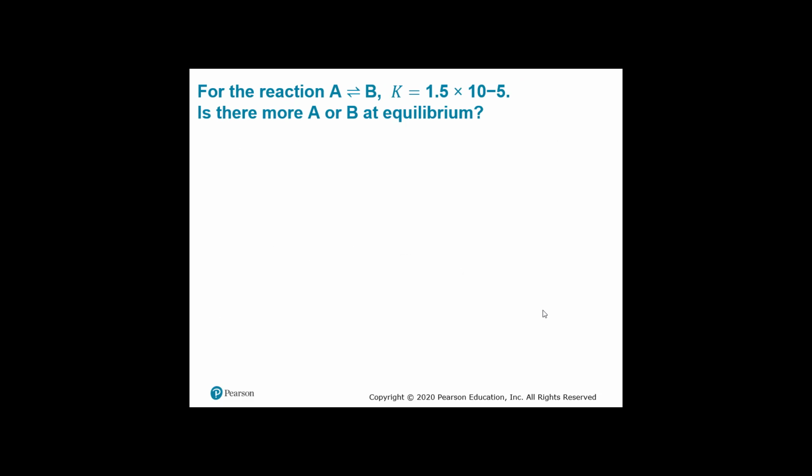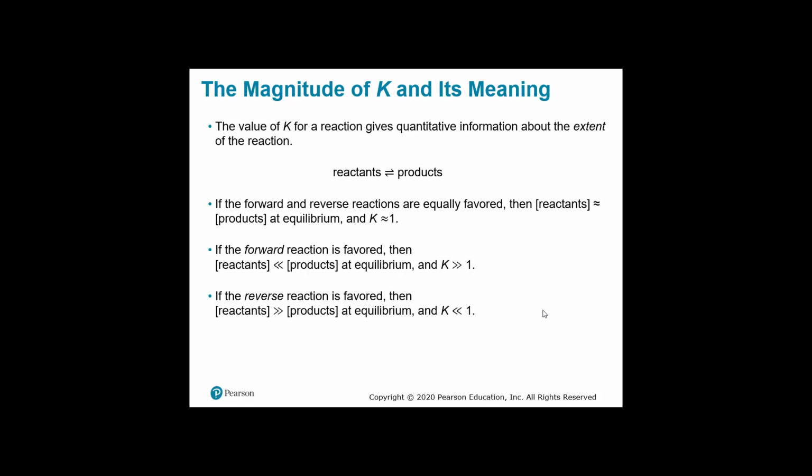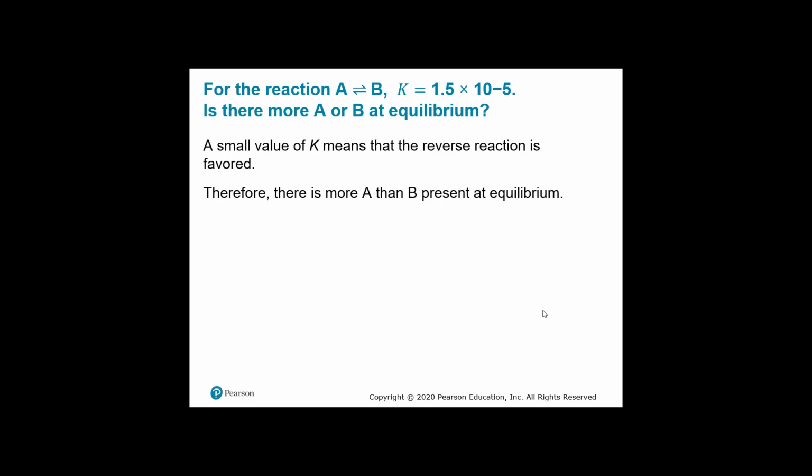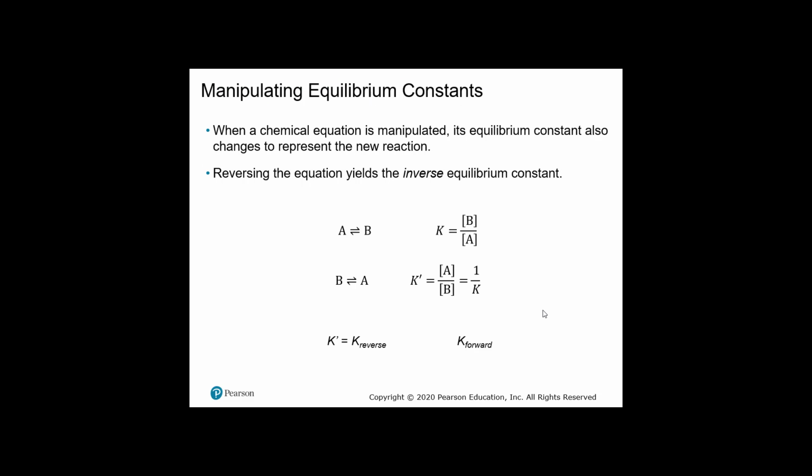So if we have a number, you should easily be able to tell somewhat what's going on. If the reaction of A produces B in an equilibrium reaction, and we have K equals 1.5 times 10 to the negative 5, is there more A or B at equilibrium? Well, we just covered what 1 is. The 1 is what we stand by and determine if it's on one side of 1 or the other side of 1. Since this is a negative 5, that means this is less than 1. So that means it's a small K, and the reverse reaction is favored. So you're going to have more A than B at equilibrium.